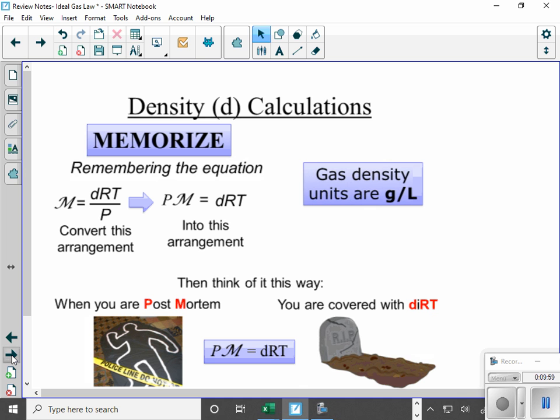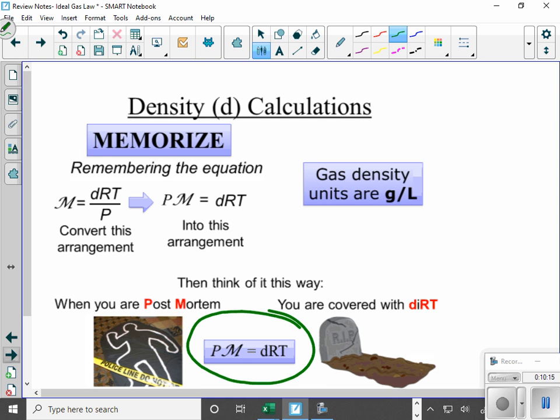Now, our second equation that we're going to use is dealing with density. And right here is that equation, and the way I remember it is PM, post-mortem, you're covered with dirt. Post-mortem, after death, you're covered with dirt. So PM equals dirt is how I remember this particular equation.